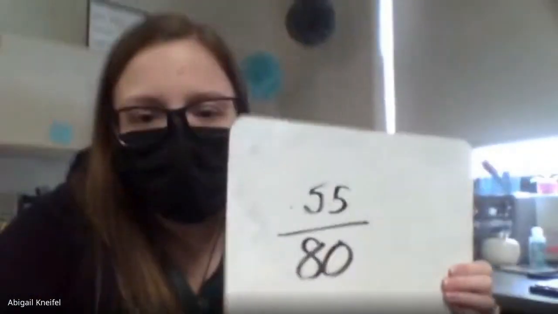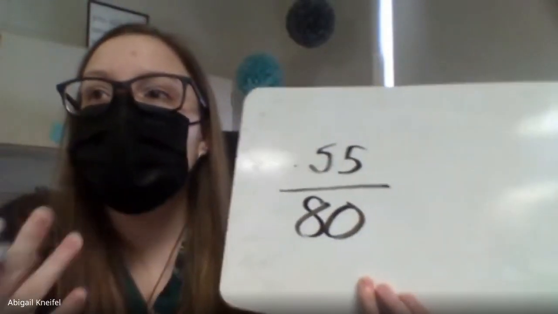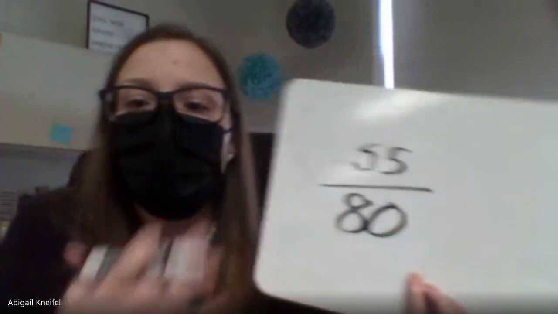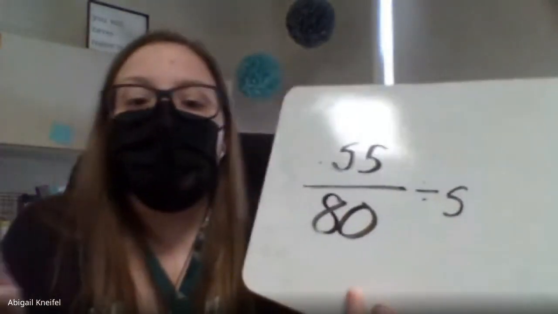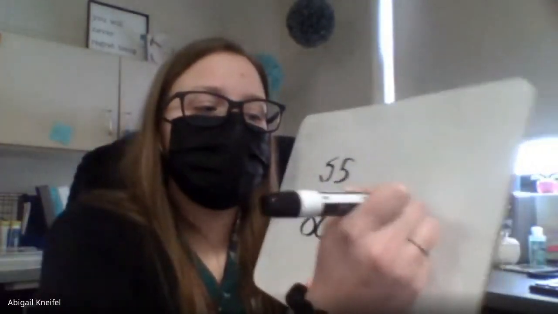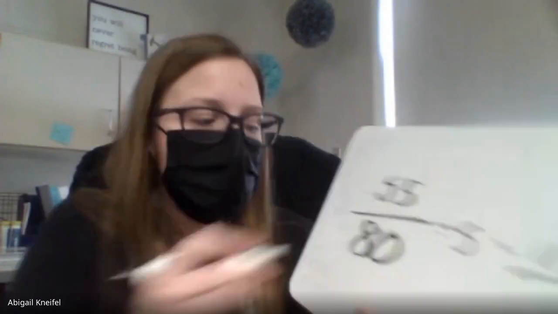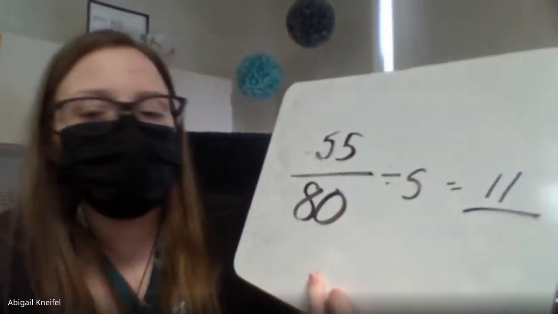All right. If you remember any divisibility rules that Mrs. Jones taught you, what's divisible? What can go into something that ends in a 5 and a 0? Well, 5, of course. So I'm going to divide both of these by 5. 5 goes into 55 11 times. 5 goes into 80.